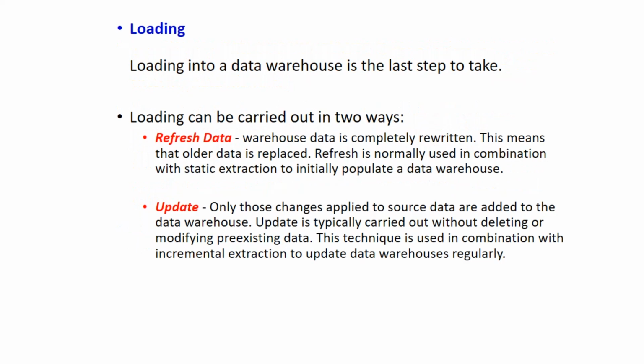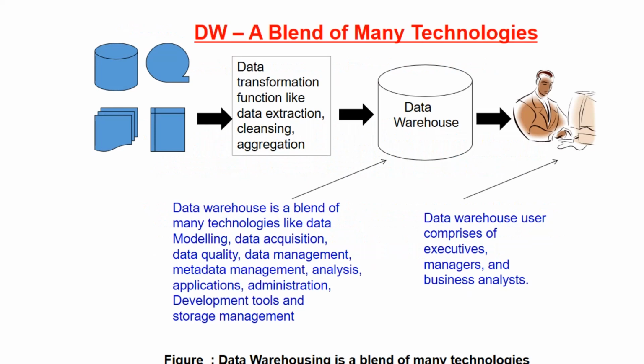After the data has been cleansed, we load it into the data warehouse. You can do it in 2 ways: either you refresh your data regularly or you update it. So the data warehouse is a blend of many technologies. Data transformation functions like data extraction, cleansing, and loading, or aggregation. It is fed into the data warehouse, and then users perform queries on the data using OLAP tools or report generation tools and so on.